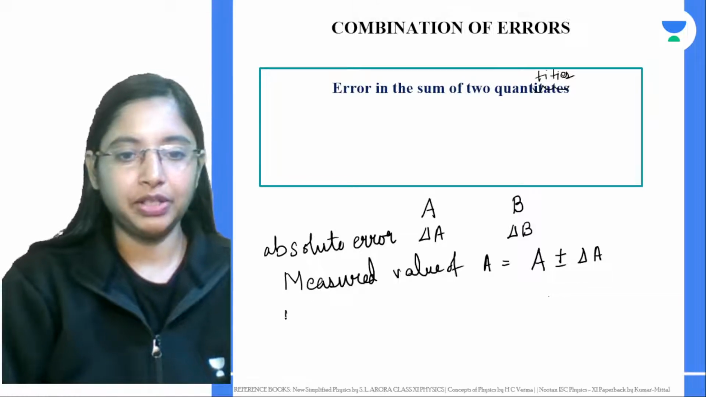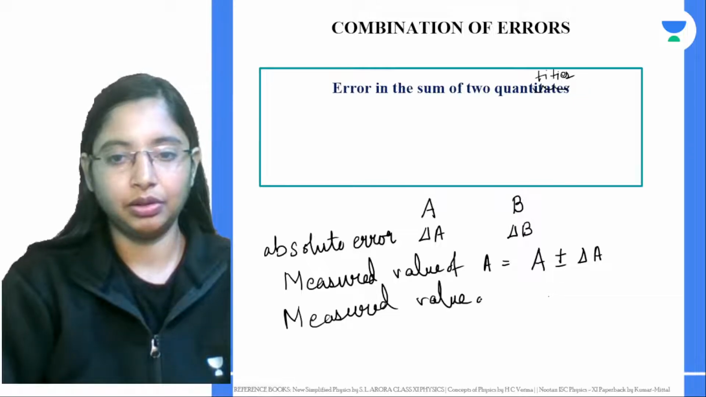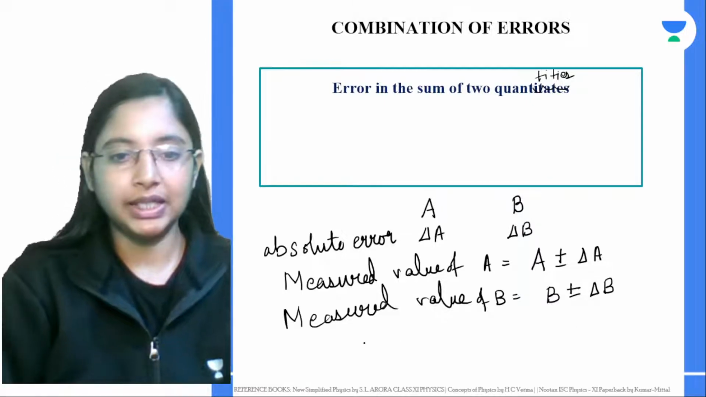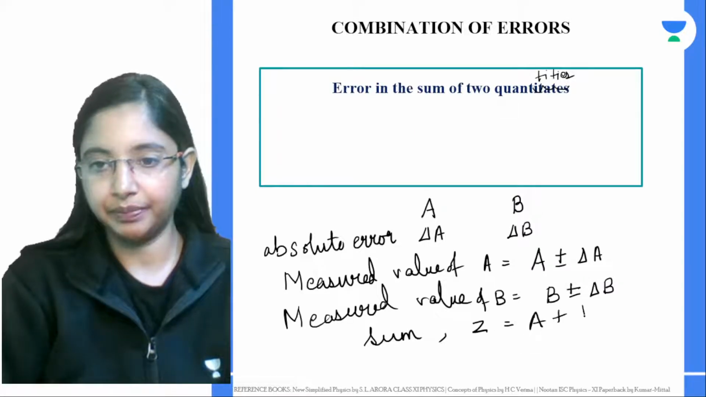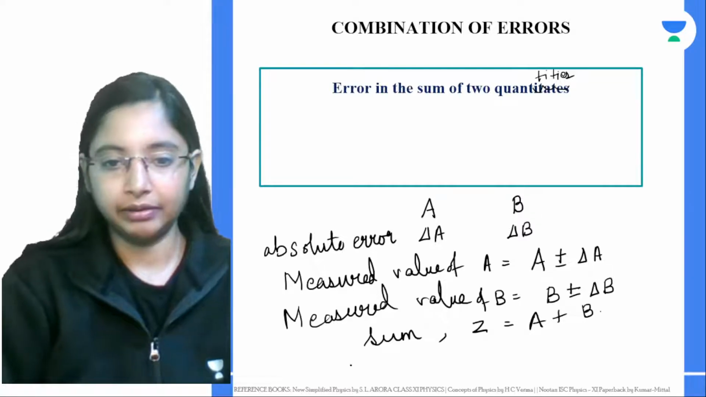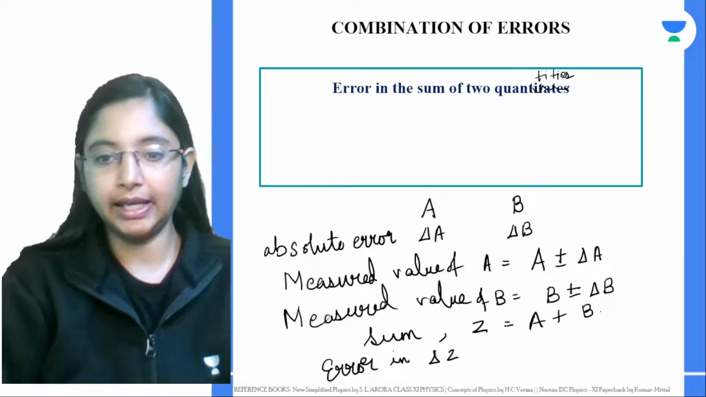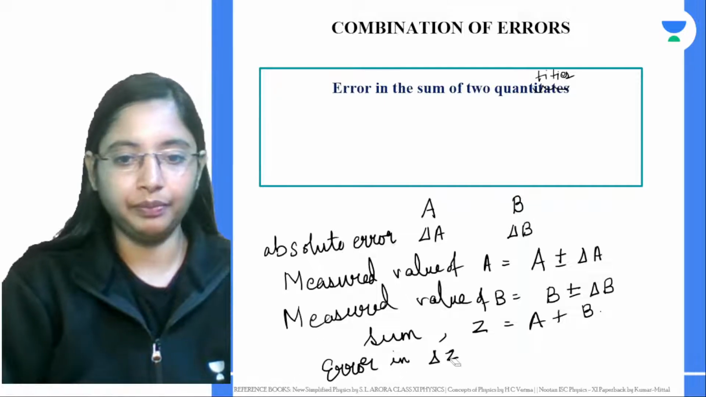Now, what will be the measured value of B? The measured value of B will be the B value with the absolute error, right? Now, you have to consider the sum of them. Let's say their sum is Z, that is A plus B. Then what will be the error, delta Z, in this particular sum?